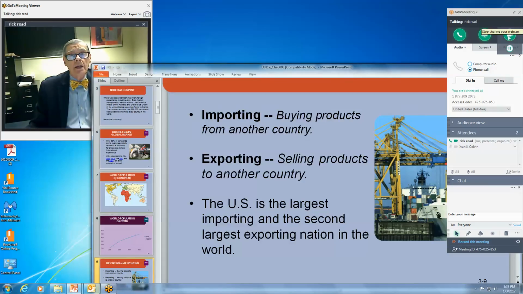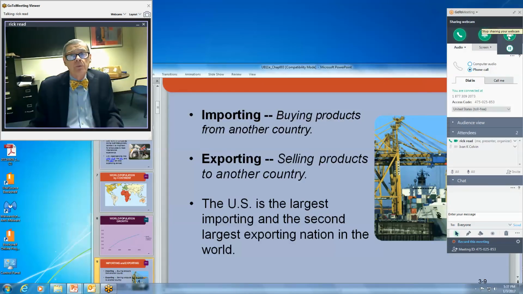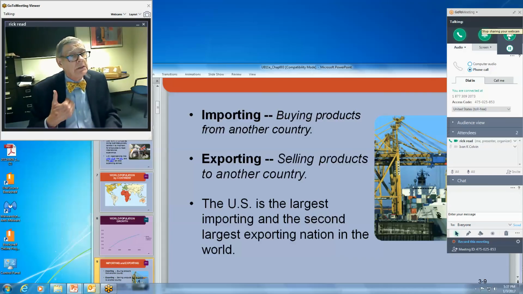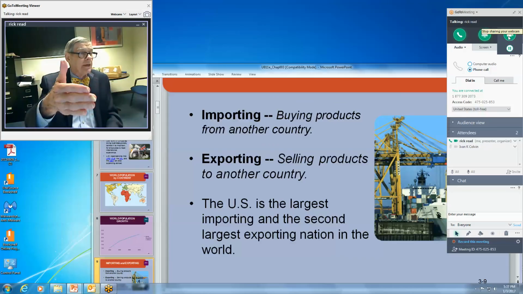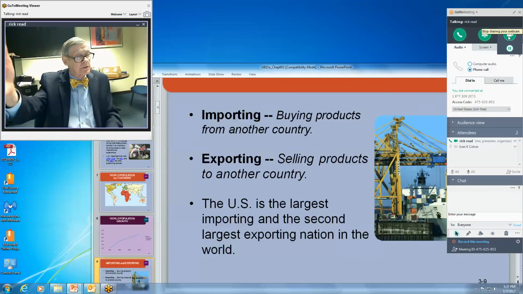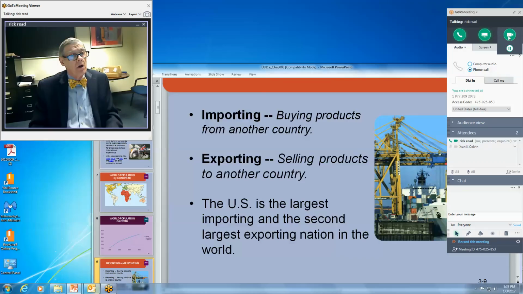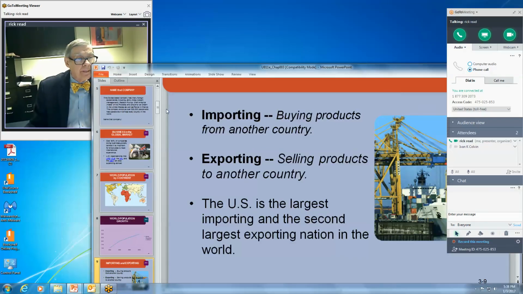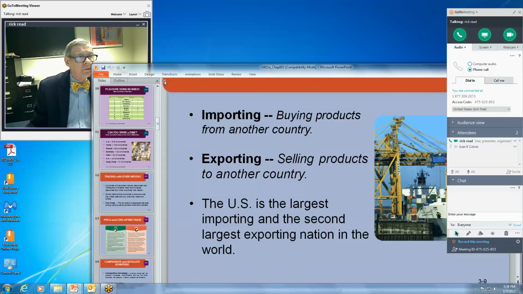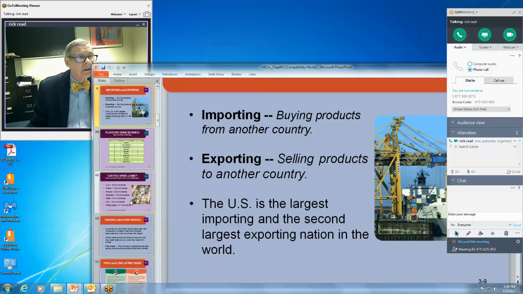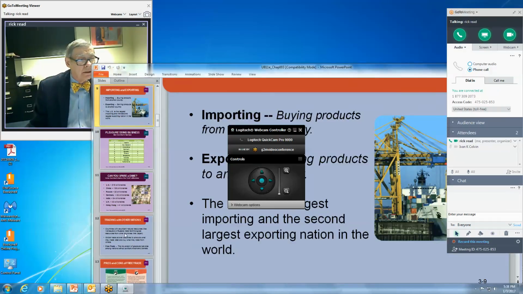Importing and exporting, in pretty simple terms: importing is bringing things into the country for sale from somewhere else. Exporting is taking our product and shipping it overseas for sale. Notice we are the largest importing and the second largest exporting nation in the world. So those people who say we don't make things in America obviously don't look at that slide.